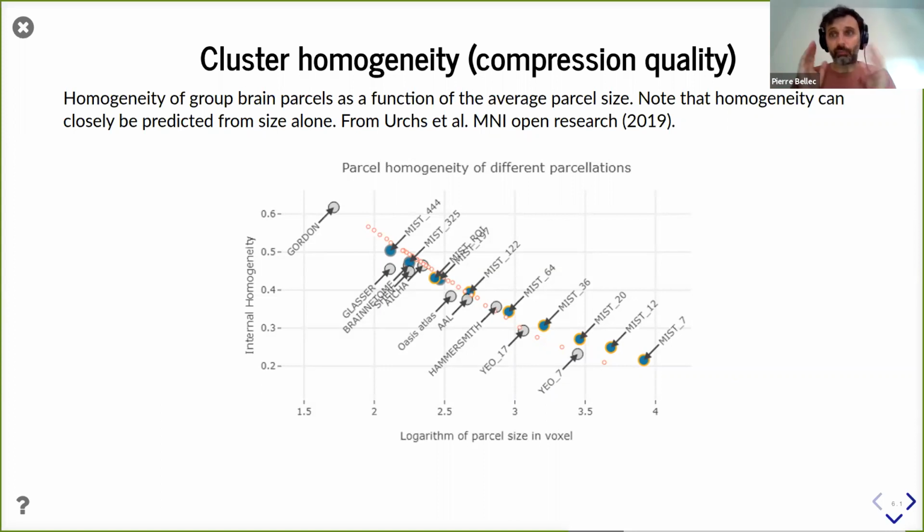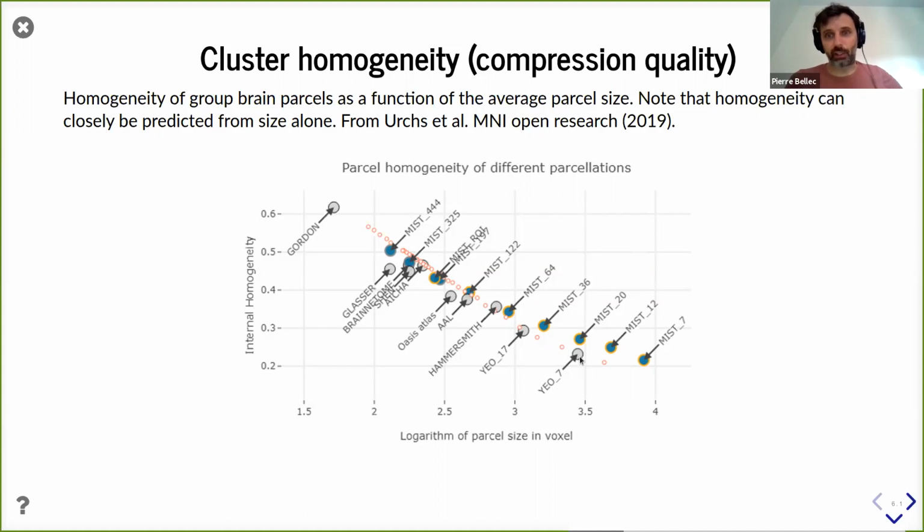So in terms of homogeneity, I love this graph. It's from the Erks paper for the MIST Atlas. And what it shows is the homogeneity of different parcellations as a function of the average size of the parcels. And the correlation between those two things is like 0.9 something, all right?